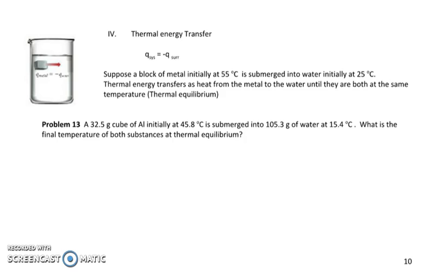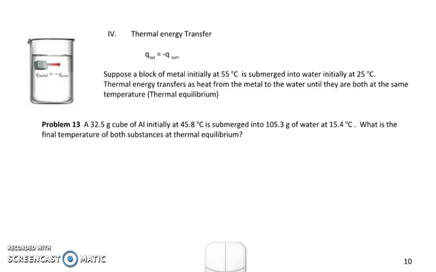And so if I put, let's say in this case right here, a metal block initially at 55 degrees Celsius into water at 25. It says thermal energy transfers as heat from the metal to the water until they're both the same temperature. Why from the metal to the water? Well, the metal is hot, it's 55 degrees Celsius. The water is cold, it's 25. So the energy will go from the metal to the water.